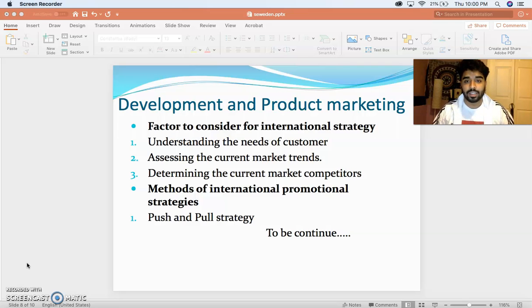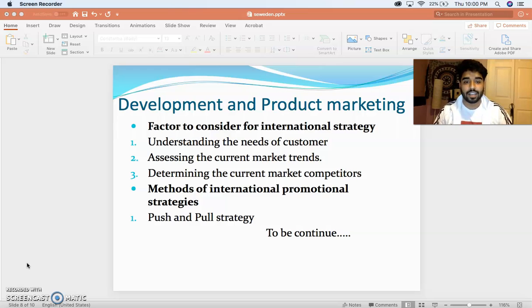This will surely help the product marketing. Third, determining the current market competitors, looking for the competitors which are producing the same kind of products. This will surely help in the product marketing.